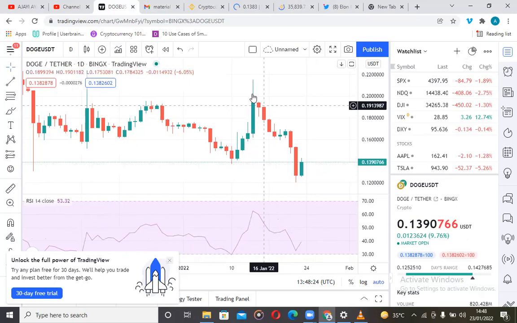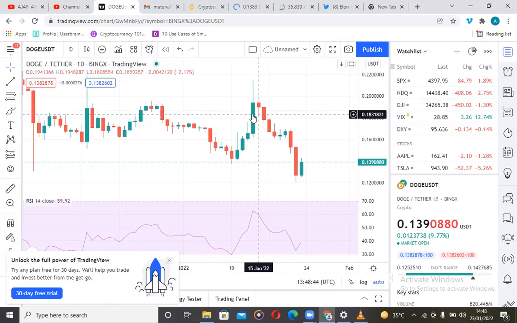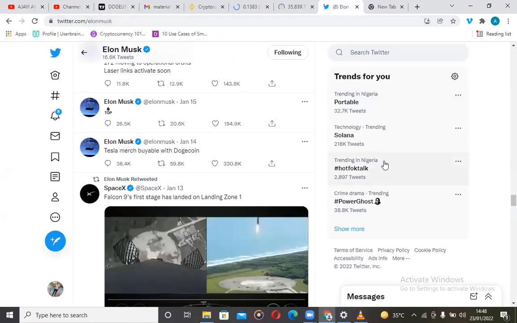It rose, and see, it rose to 0.22. Okay. It rose to $0.21 from $0.16. So that means, depending on both sales, we have seen like 30 or 40% profit. And it's on January 14th. If you check the time, you can see 14 January 2022. So that's a way to do analysis. You have to be very, very sentimental about it if you are doing sentiment analysis.